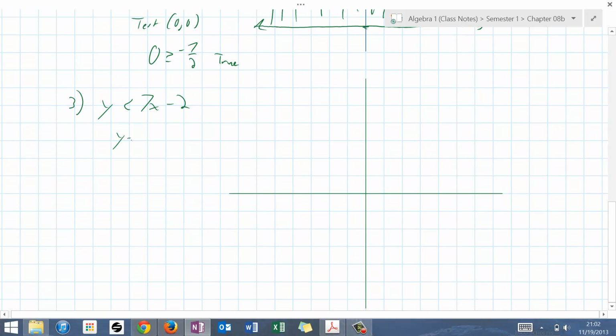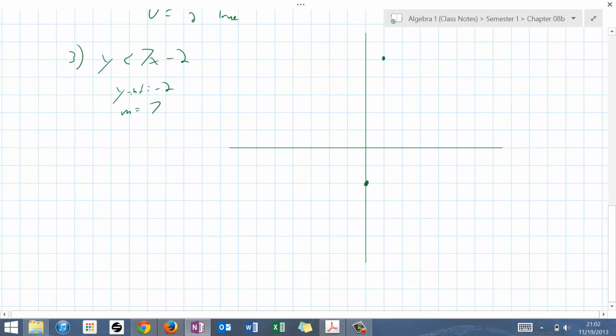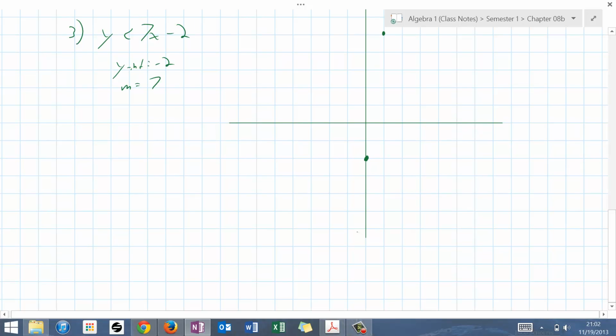Remember that we have a y-intercept of negative 2 and a slope of 7. So I'm going to go down 2, then up 7, right 1. And I'm going to do a down 7, left 1, just because I can. And I'll connect these.